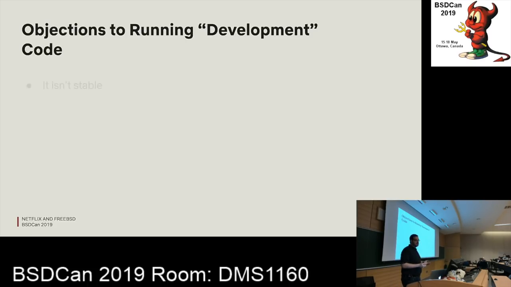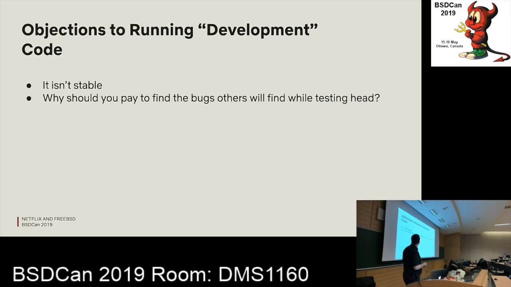There's some objections people have to running development code. So one is that it isn't stable. That's not been our experience. Our experience has been that it is very stable. As I said, head quality is very high. Why should you pay to find the bugs others will find while testing head? Well, if everyone has that mindset, no one's actually going to find bugs, right? On top of that, we don't find tons of very highly disruptive bugs. Aren't there more security bugs?